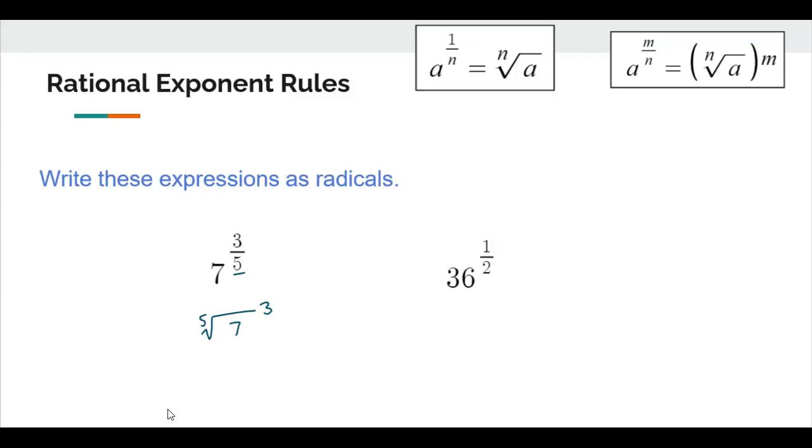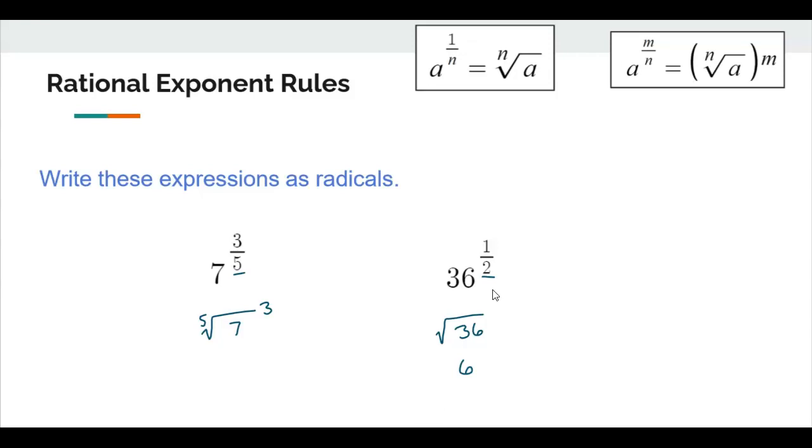Okay, how about 36 to the 1/2? How do we write that one? Well, we're going to take our 2 denominator and write it as a radical. Now, if I didn't put a 2 there, we understand implicitly that if they've left it blank, that's a 2. So this will be square root of 36. But wait a second, can't we simplify square root of 36? Isn't 36 a perfect square? It is, so this simplifies down to 6.